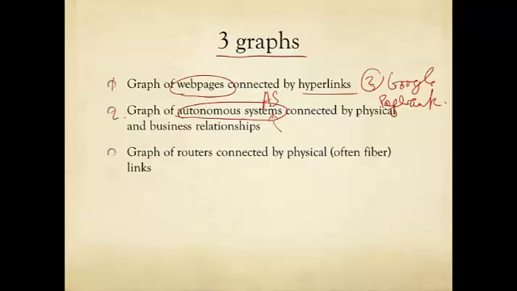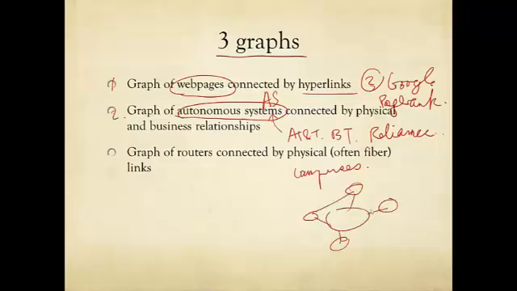These are business entities. For example, AT&T, British Telecom, Reliance in India, and so on. Sometimes they are smaller entities, smaller companies, or even campuses. For example, Princeton University. These are different entities, profit or non-profit organizations, and they each control part of the overall network of networks that we call the internet. These individual autonomous systems, large and small ones, are connected by physical as well as business relationships. That's the second type of graph.